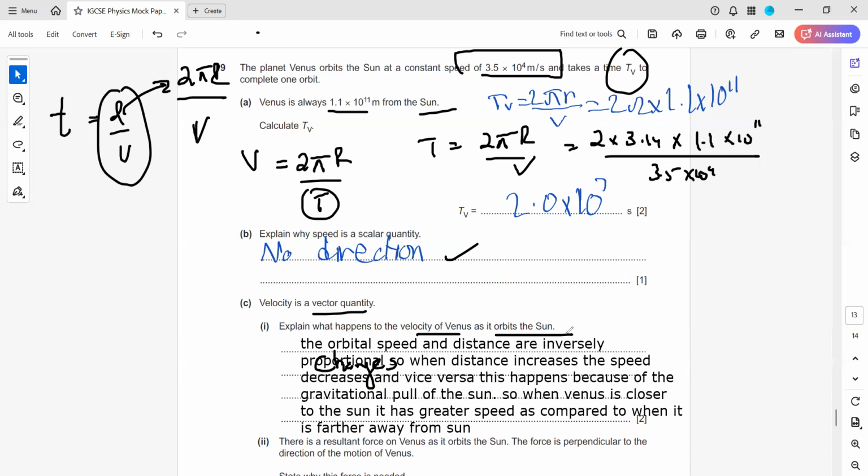Orbital speed depends on distance. So when distance decreases, speed increases, and vice versa. Gravitational, so when Venus is closer, it has a greater speed. But we have to say what happened to the velocity, not the speed. It will have a higher magnitude.